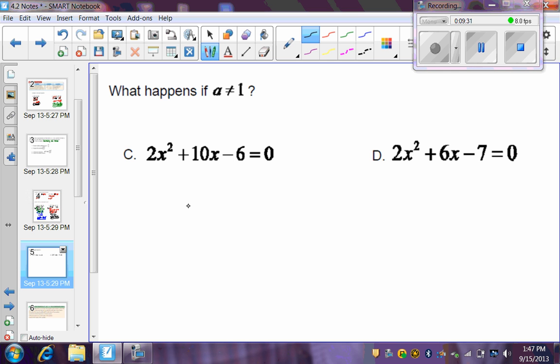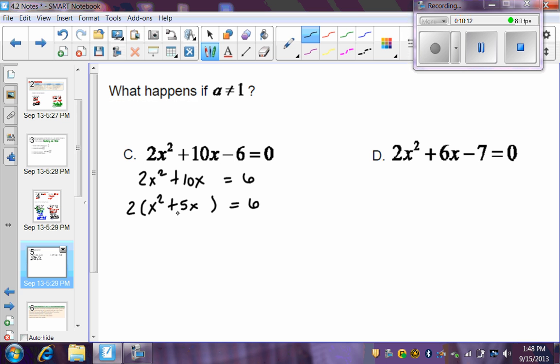Now, what happens if our a is not 1? Well, start off the same way we just did. So we're going to take the constant to the other side. So that gives me 2x squared plus 10x equals 6. Now, our rule with completing the square was when x squared was just x squared. So whatever the coefficient in front of x squared is, you need to factor that out. So in this case, it is a 2. So if I factor that out, that gives me x squared plus 5x equals 6.